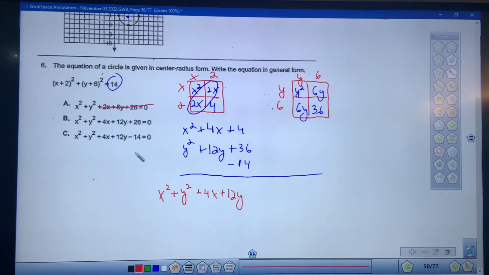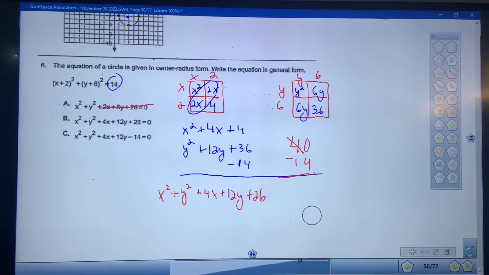So let's see which one's this. It can't be this one. So right now it's a toss-up between B and C. Now 4 plus 36 is 40. And then I have to do 40 minus 14. So that would be 6, and you have to borrow one, so that would be 26. So plus 26 equals 0. So it's going to be choice B.